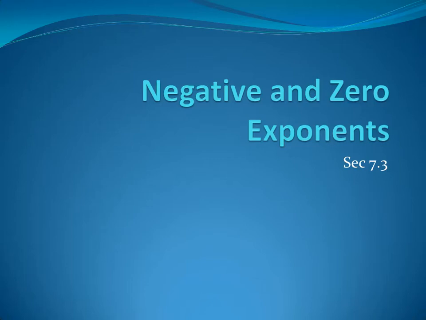Today what we're going to talk about are negative and zero exponents. As we go through today, we will have to apply the rules we talked about last section, and we're also going to learn some new things: what happens when we have negative exponents and exponents that are zero. So let's take a look.